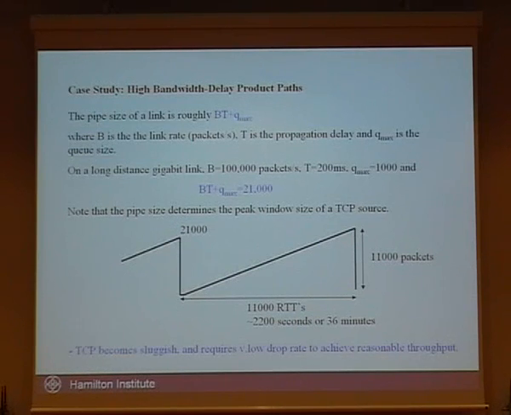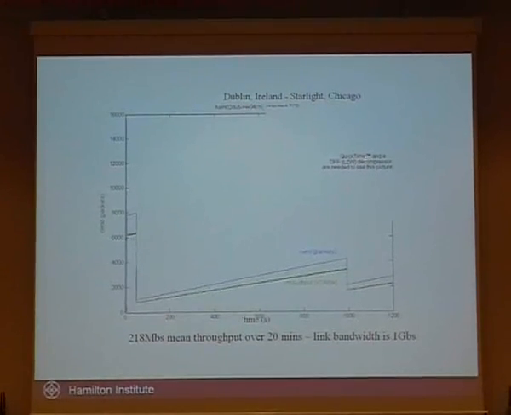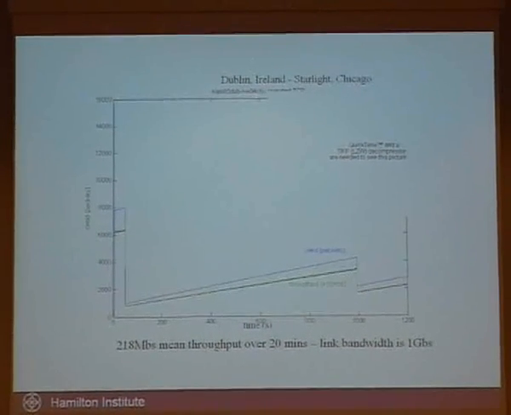And that's not just me saying that. Here are some measurements. My nice picture hasn't shown up. This is some real data from the backbone in Dublin to Starlight in Chicago. At that time, it was a gigabit link, and look at the time scale here: this is 1200 seconds, 20 minutes. You can see the length of the sawtooth that you get in practice. The blue line is the congestion window, and the green line is the throughput. And remember this is a 1 gig link.